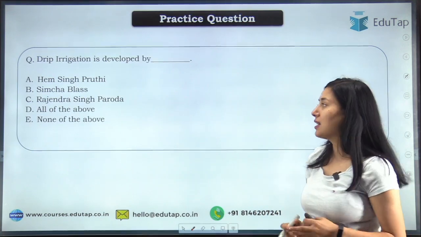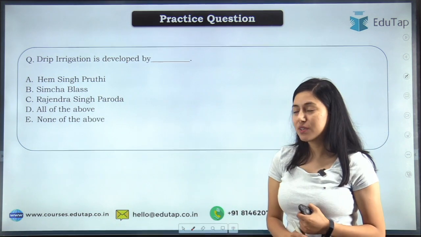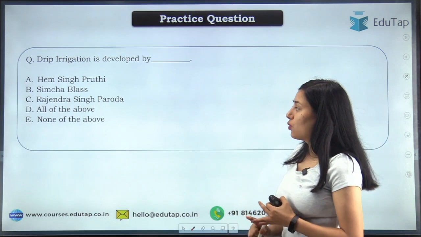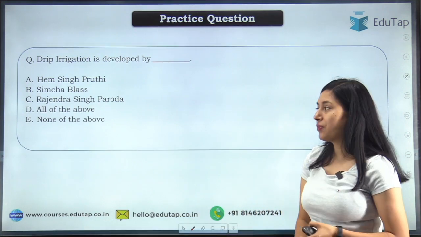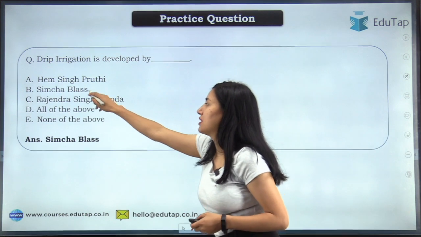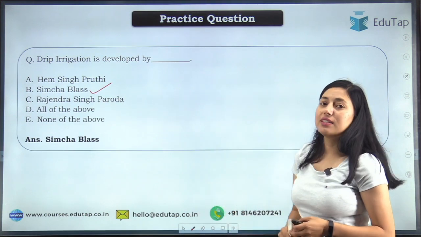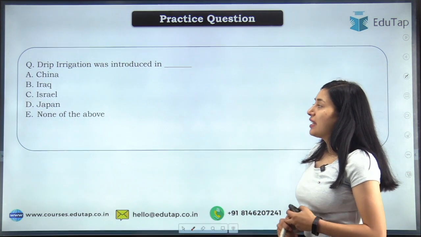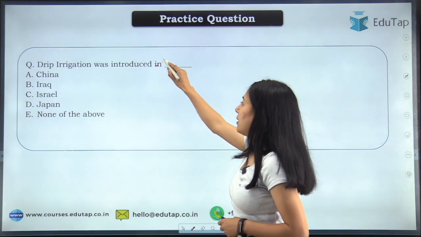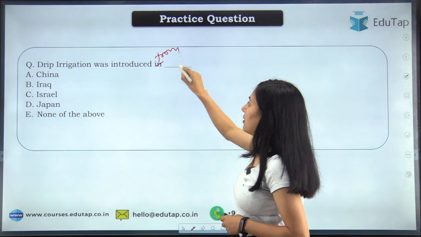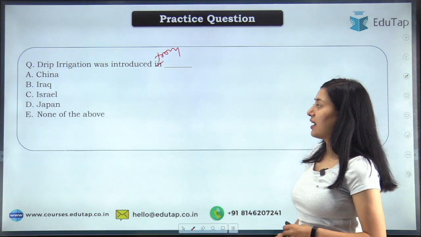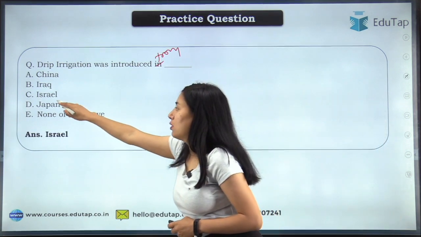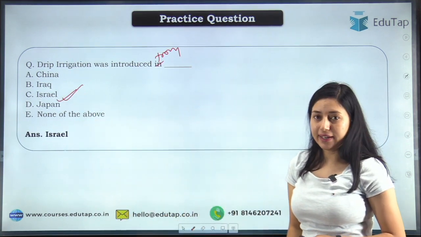First question is, drip irrigation is developed by, options are Hem Singh Pruthi, Simcha Blas, Rajendra Singh Paroda, all of the above, none of the above. The right answer is Simcha Blas. We have discussed this, that drip irrigation is developed by Simcha Blas. Now moving on to the next question, which says drip irrigation was introduced from, and your options are China, Iraq, Israel, Japan, none of the above. We have discussed that it is introduced from Israel. So the right answer will be Israel.